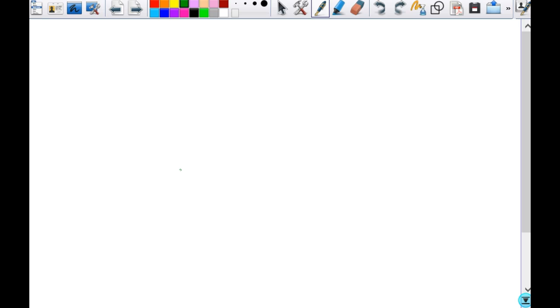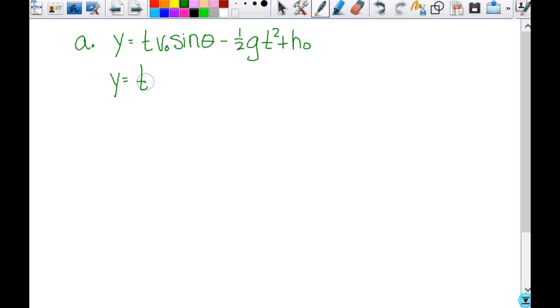All right, so Julie's throwing a ball at an initial velocity of 28 feet per second at an angle of 56 degrees with the horizontal from a height of 4 feet. Part A says, write parametric equations to represent the path of the ball. We're going to use that same generic one over there. Let me just go ahead and write it. y equals t times v sub 0 times the sine of theta minus 1/2 g t squared plus h sub 0. So I have y equals t, my initial velocity is 28 feet per second times the sine of theta, which is 56 degrees, minus 1/2 times g, which is still 32, t squared, plus h sub 0, which is 4. Okay, so here's my y.